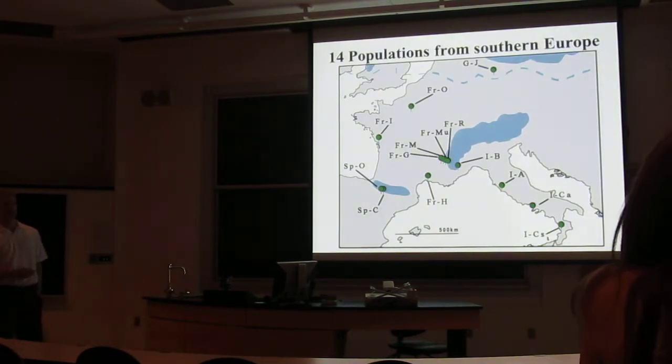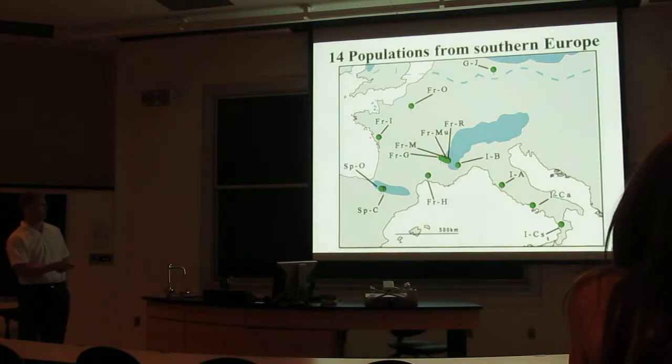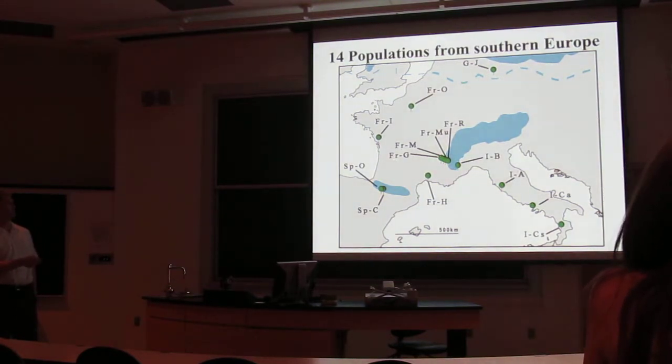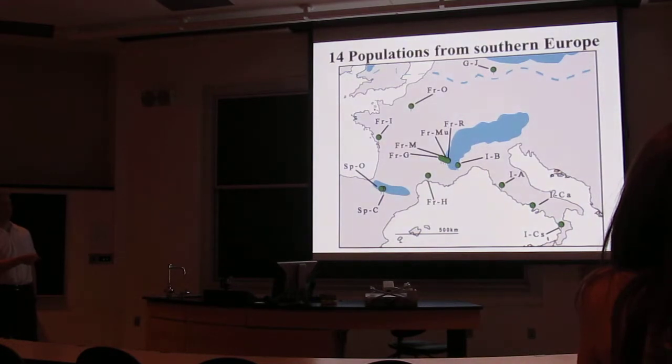So to test these hypotheses, I'm using 14 populations from southern Europe, shown here. And these span a latitudinal range from southern Italy up to Germany. And these 4 populations in the center represent an altitudinal climb with FRG at the bottom of the French Alps and moving up that mountainside to FRR at the top of the French Alps.